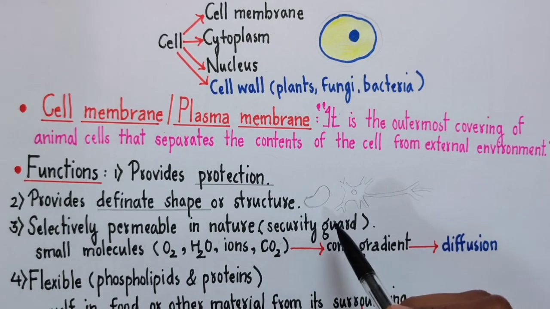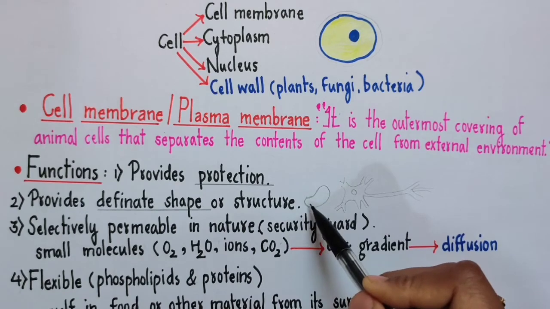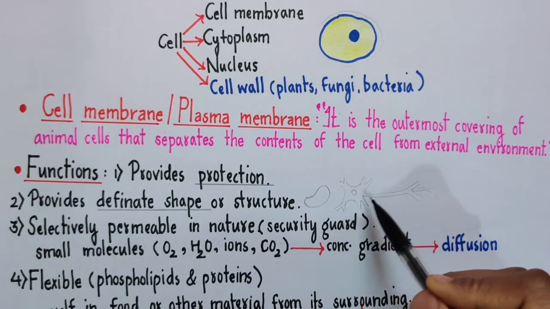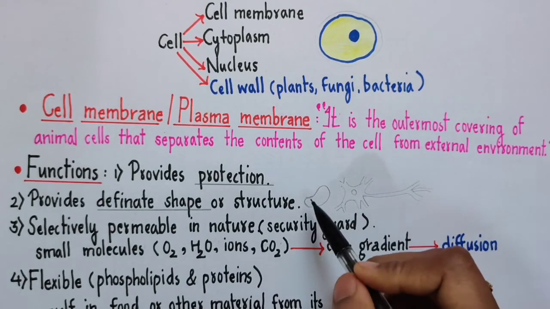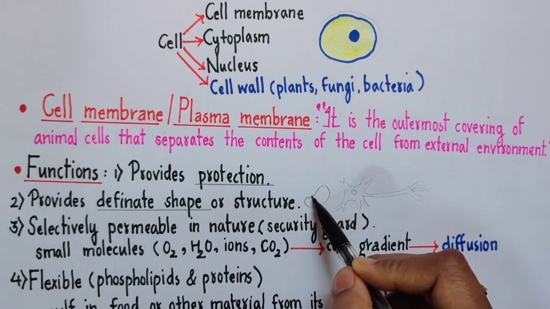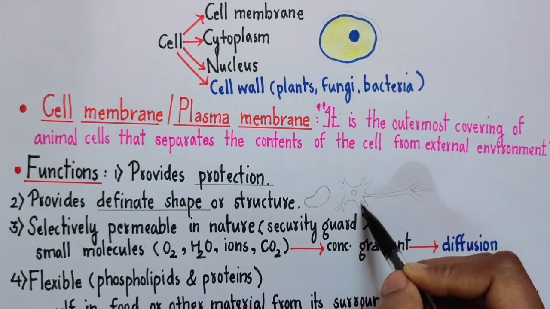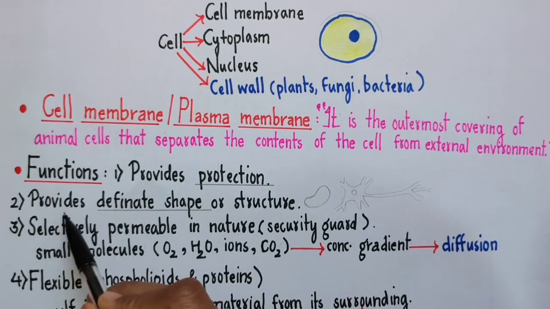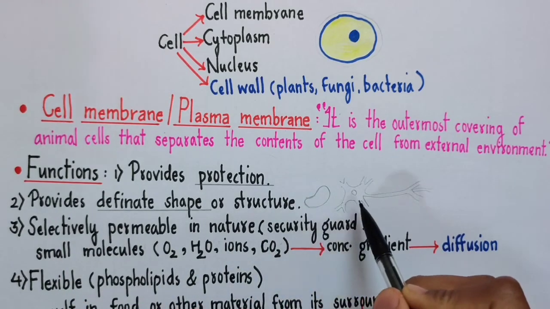Now when we say a cell has a particular shape, say for example the RBC has a biconcave shape, or your neuron has a thin long branched structure, what we are referring to is nothing but the plasma membrane. So this is the plasma membrane, right, which is providing it a definite shape. Here also, all this is nothing but the plasma membrane. So we can say the plasma membrane or cell membrane provides a definite shape or structure to our cells.